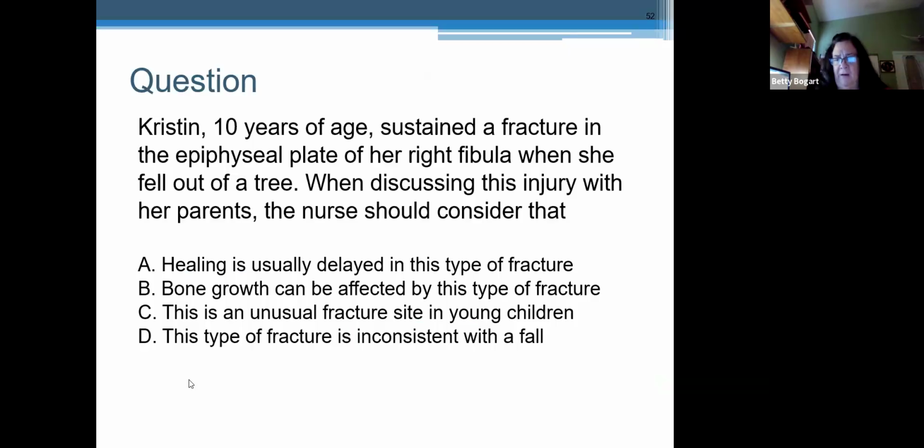So what are we concerned about setting a child that has a fracture in the growth plate? We know bone growth can be affected, and you have crooked bones if we don't do an open reduction internal fixation. Okay? Make sense?